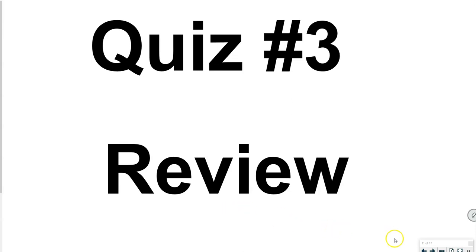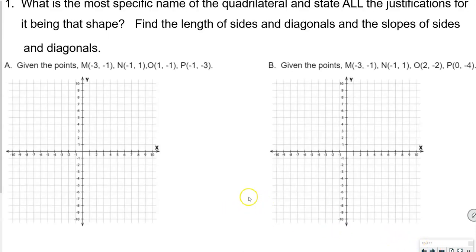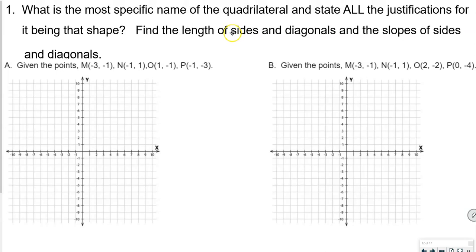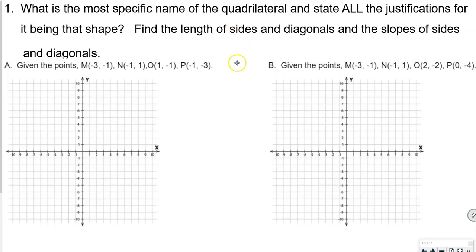This is the video going over the quiz 3 review. So first of all, it says, what is the most specific name of the quadrilateral, and state all the justifications for it being that shape? Find the length of the sides, the diagonals, and the slopes of the sides and diagonals, okay? So we're going to do all of this.